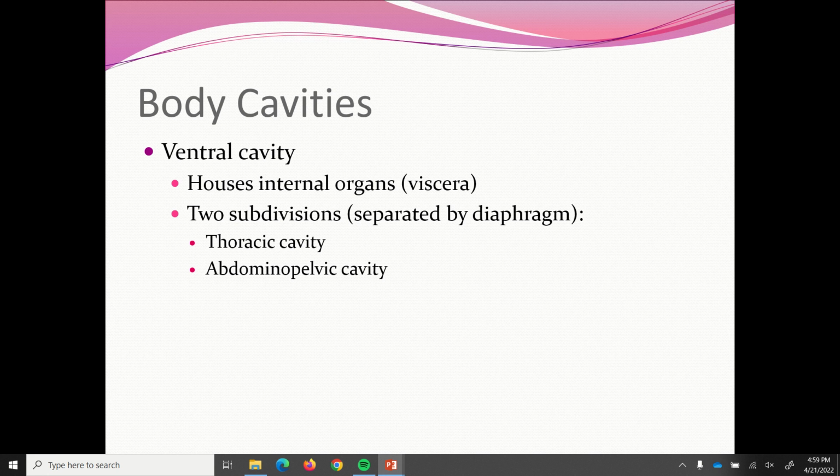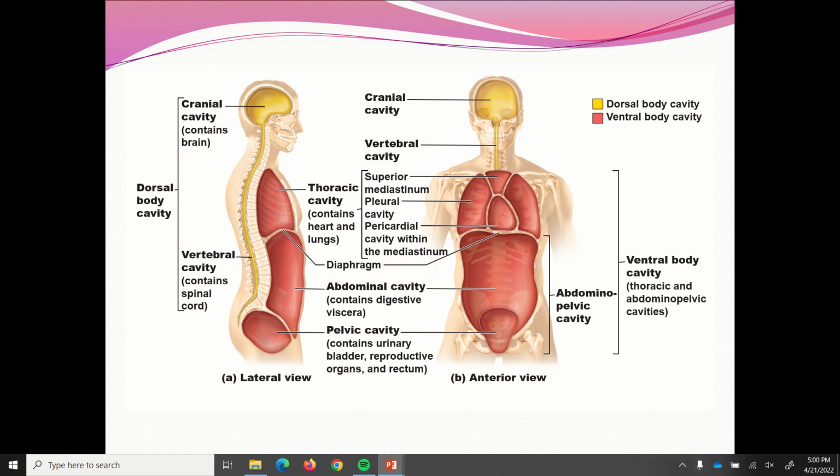The ventral cavity will house internal organs of the thoracic and abdominopelvic cavities. The thoracic will be your chest, and it will have the heart and lungs. And the abdominopelvic will include the abdominal and pelvic regions, and will include digestive and reproductive organs. Note that the kidneys are not located within the abdominopelvic cavity. They are behind it, or retroperitoneal.